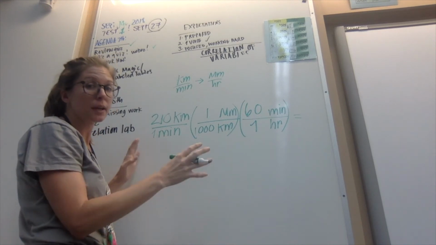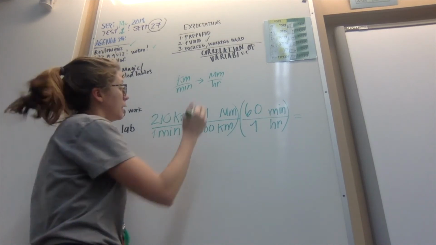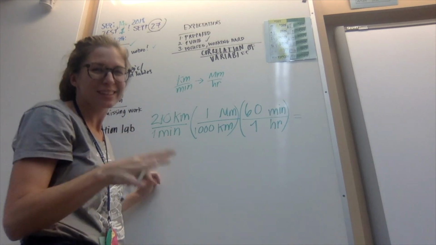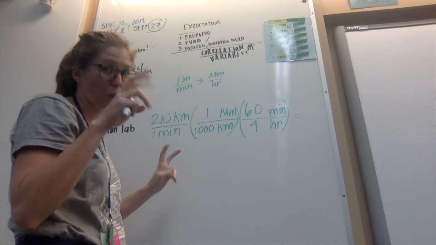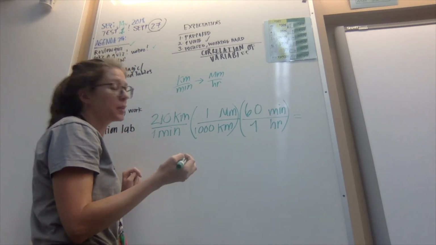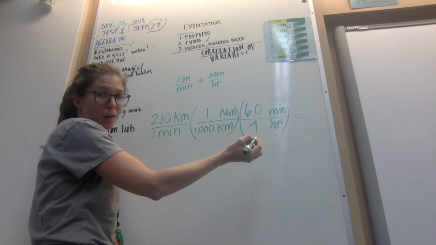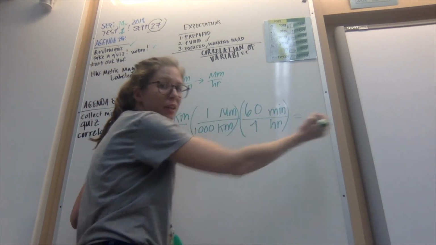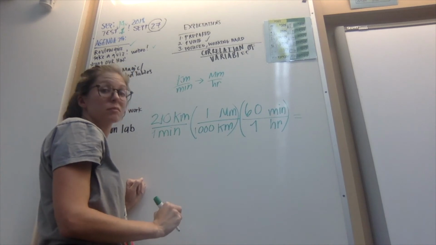Okay, so you're all set up. Now all you need to do is cancel whatever's the same on the top and the bottom. Technically, it's dividing. It's not canceling. It's definitely not just crossing out. But if it's the same on the top and the bottom, you might as well do it now instead of multiplying everything out and crossing it out later. Got it? Okay.